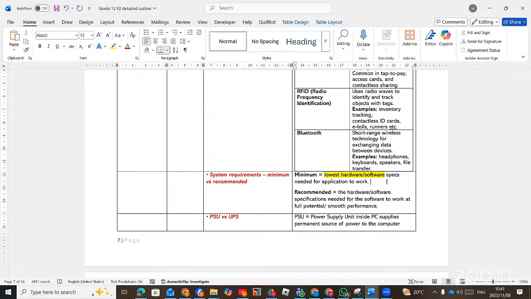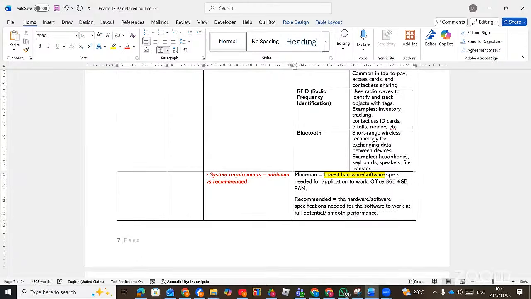Let's say they will tell you Office 365 will need 6 GB RAM before you can install. It will also need a 2.5 gigahertz CPU, and those are the minimum requirements that they need. They can also tell you it needs maybe Windows 10 and above. Now, these are called the minimum that you need.